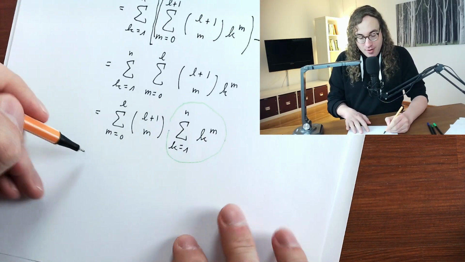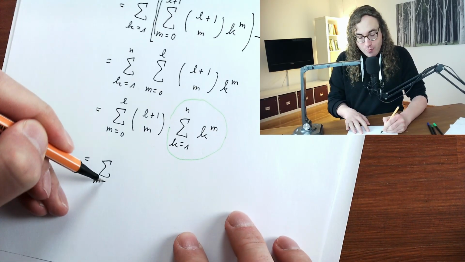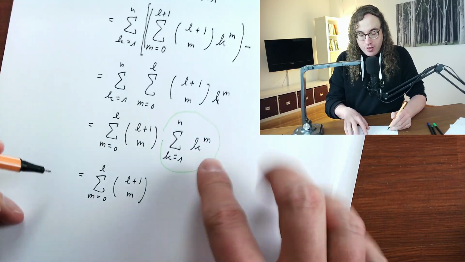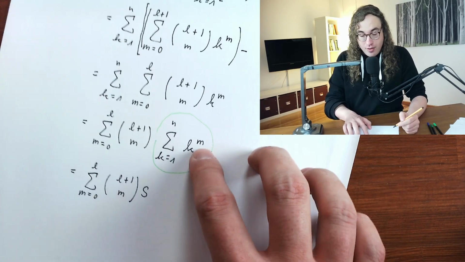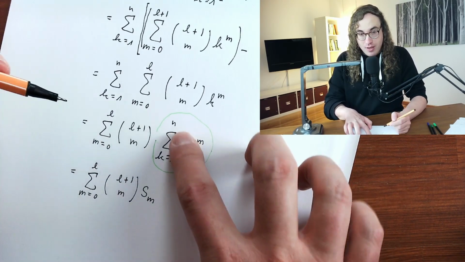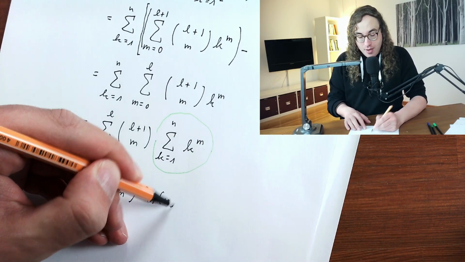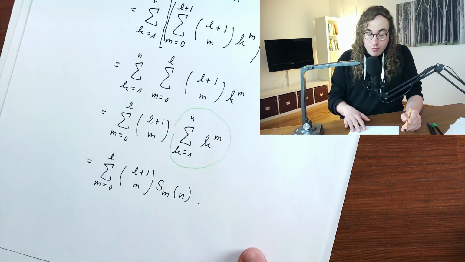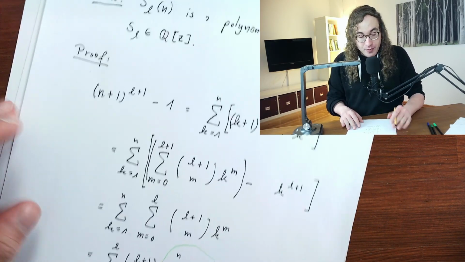So this is the same thing as the sum m going from 0 to l of l plus 1 over m times S, and the power is m, and the last value is n, so this is just Sm of n. Okie dokie. And this is the proof. Because what does this proof show us?